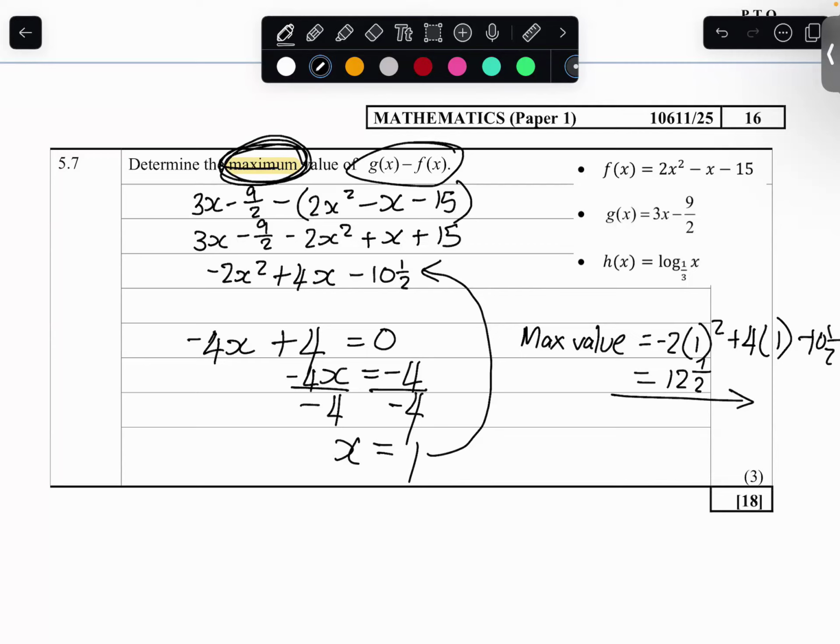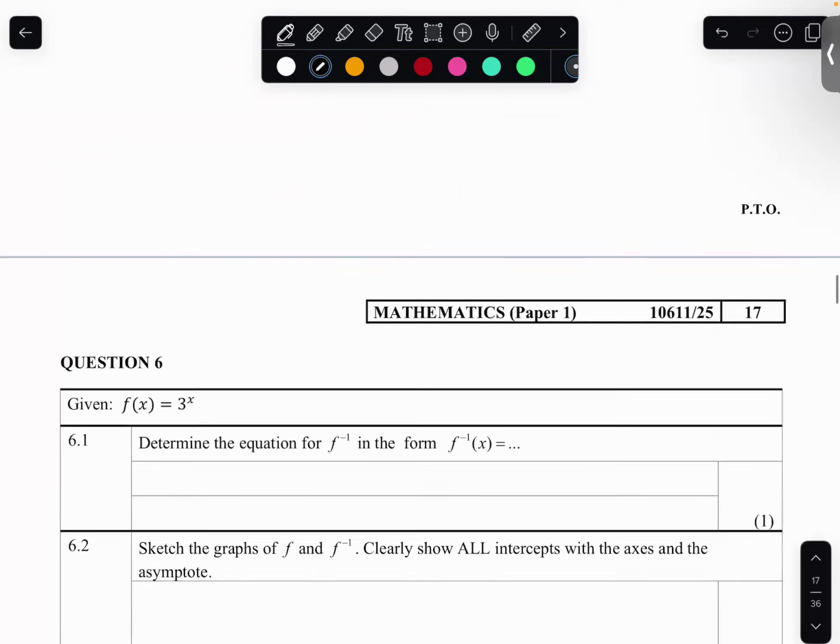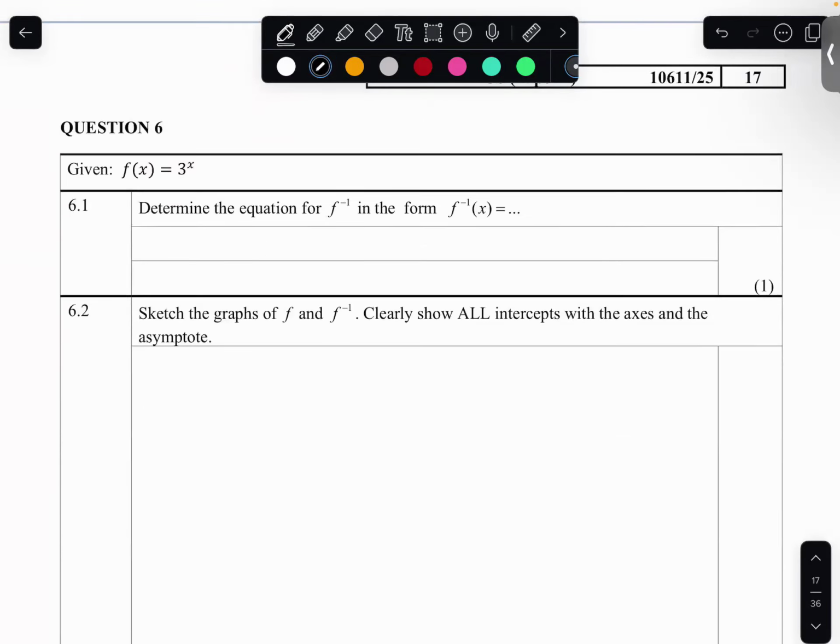That is not yet your answer. That's the thing that will produce the maximum or minimum. So you take this answer, you sub it back into the original equation to get the actual maximum or minimum value. Okay.